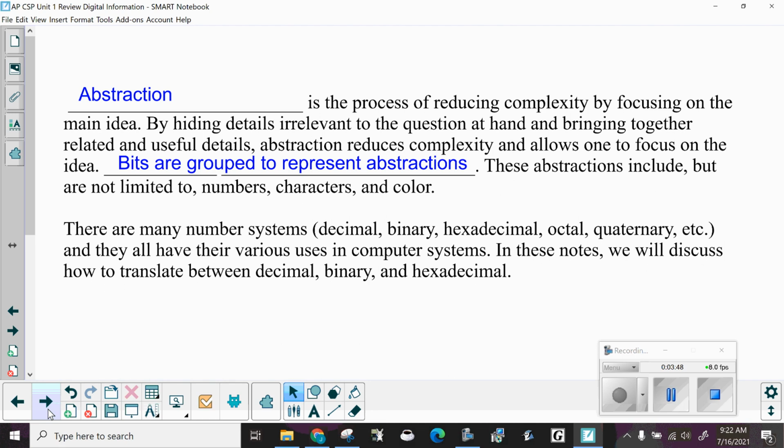Bits are grouped to represent abstractions. A single bit doesn't mean much, but when you put it all together, it becomes something more. These abstractions include, but are not limited to, numbers, characters, and color. There are many number systems: decimal, binary, hexadecimal, octal, quaternary, etc. And they all have their various uses in computer systems. In these notes, we will discuss how to translate between decimal, binary, and very briefly, hexadecimal.